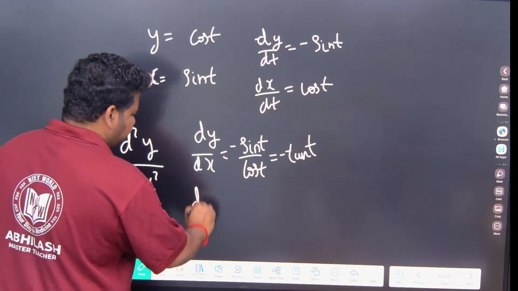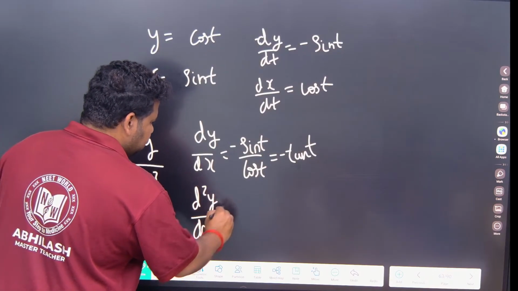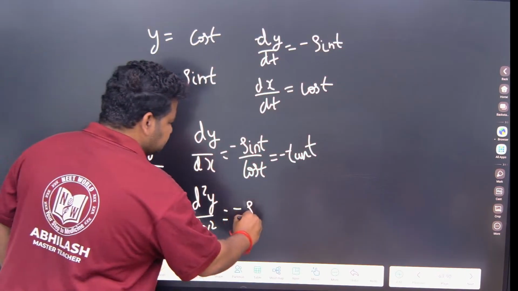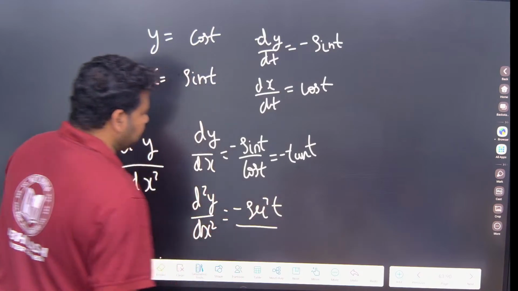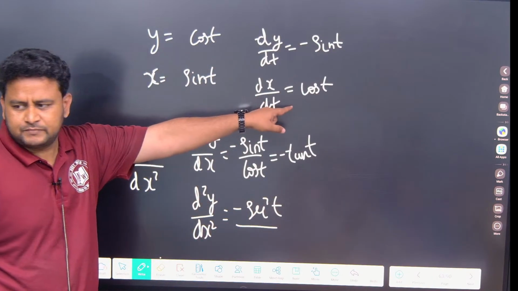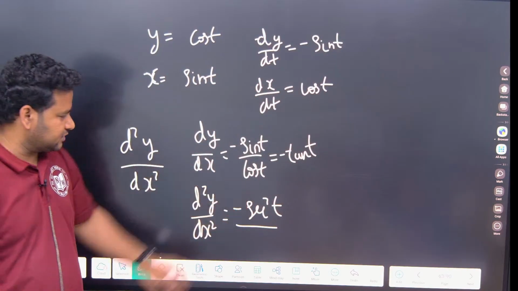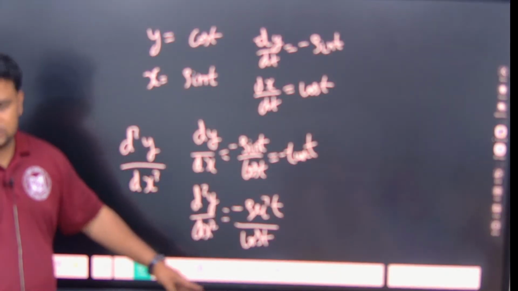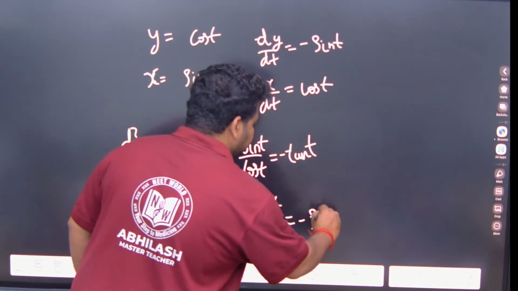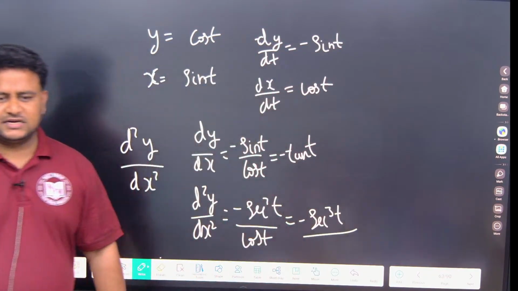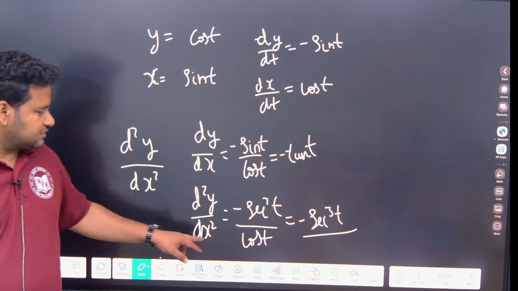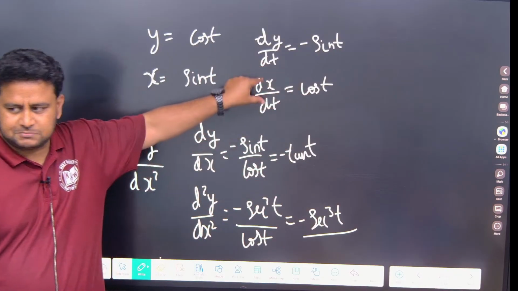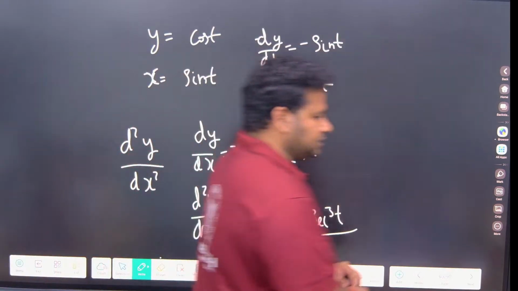Now we want to find d square y by dx square. So just write d square y by dx square is what? Derivative of tan is secant square. So minus secant square t divided by dx by dt, which is cos t. If I take cos t up, it will become minus secant cube t. Clear? That's all. D square y by dx square, this is how you find it. So double differentiate it but divide it by dx by dt always. Clear? Okay, got it. Let us move to next one.